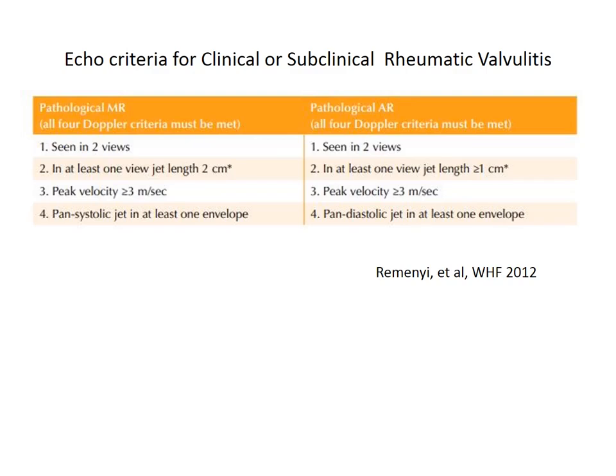The echo criteria for clinical or subclinical rheumatic valvulitis, for pathological mitral or aortic regurgitation. All 4 criteria should be available, and in the mitral valve, you see it in 2 views. In at least one view, the jet length should be 2 centimeters. The peak velocity is equal to or more than 3 meters per second, and the pansystolic jet in at least one envelope. For the aortic valve, again, it's seen in 2 views. In at least one view, the jet length should be equal to or more than 1 centimeter. Peak velocity is equal to or more than 3 meters per second, and the pandiastolic jet in at least one envelope.